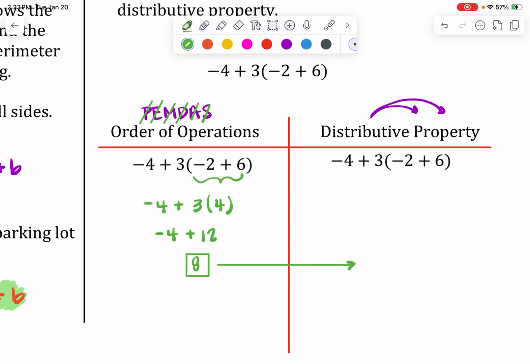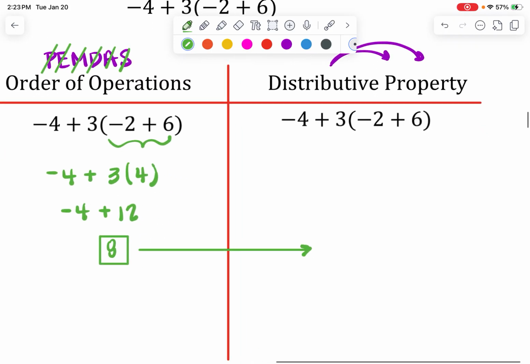That doesn't make any sense at all. So the distributive property is we're going to distribute to get rid of the parentheses, as opposed to adding and then multiplying by 3. We're going to just multiply. So I'm going to distribute that positive 3. I'm going to bring down the negative 4. And positive 3 times negative 2 is negative 6. And then positive 3 times 6 is positive 18.